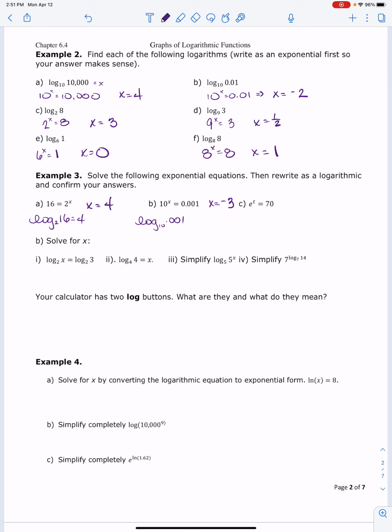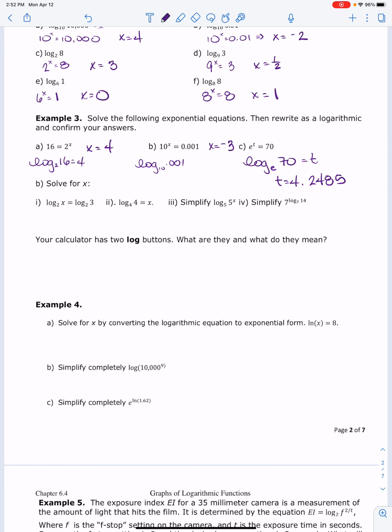e to the t equals 70, and this is where the logarithms really help. That's log base e of 70 equals t. We get t equals 4.2485. I will add in a separate little recording that talks about how to plug this into the calculator.